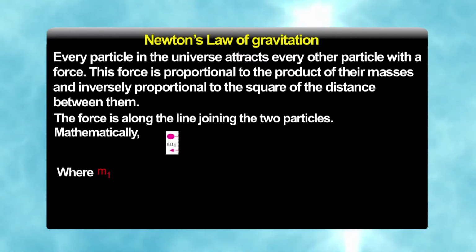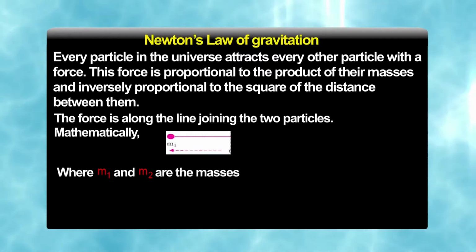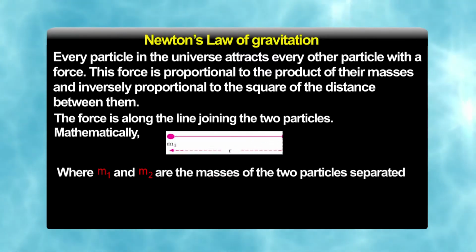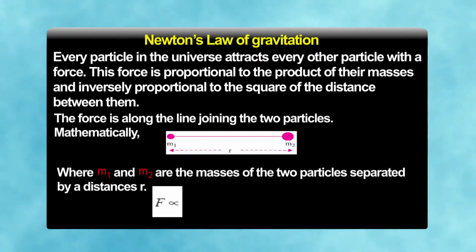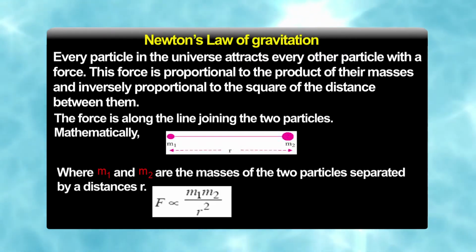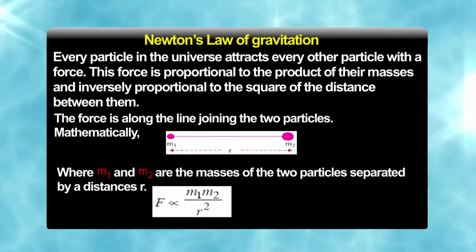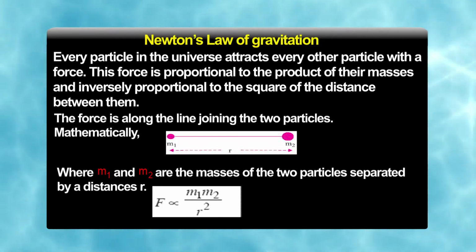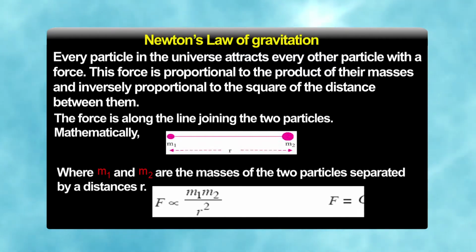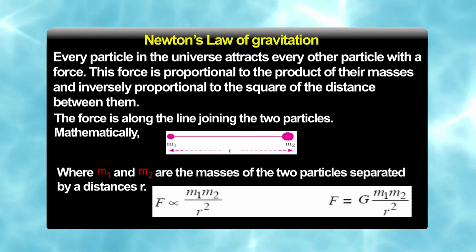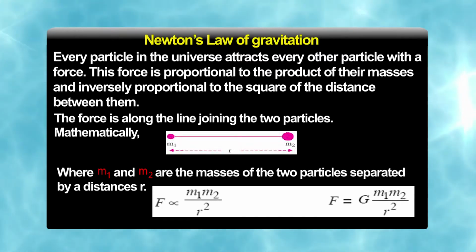Mathematically, where m1 and m2 are the masses of the two particles separated by a distance r, F is proportional to m1 m2 divided by r square. But if we remove the proportionality sign, F is equal to capital G m1 m2 divided by r square.